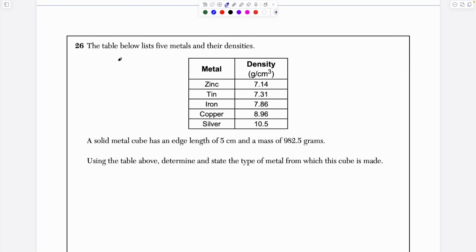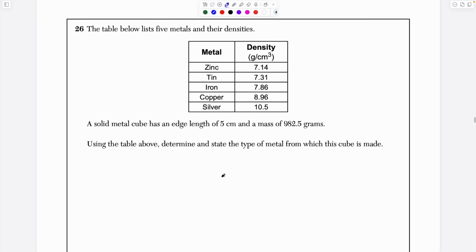Question 26, the table below lists 5 metals and their densities. A solid metal cube has an edge length of 5 centimeters and a mass of 982.5 grams. Using the table above, determine and state the type of metal from which this cube is made. So for this one here, let's just think about what's going on. So we have a solid metal cube. So that means we're looking at something like this.